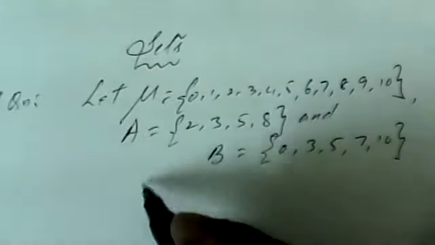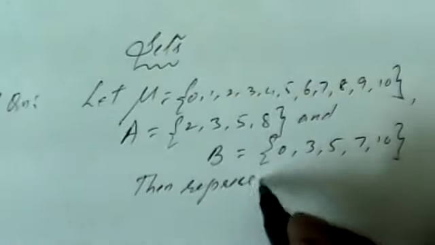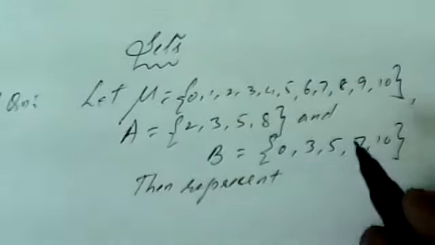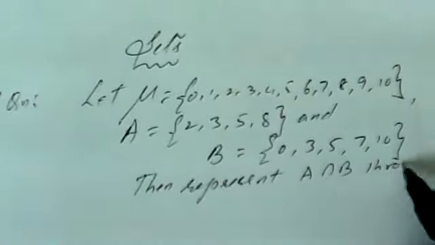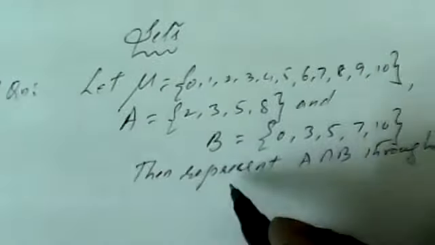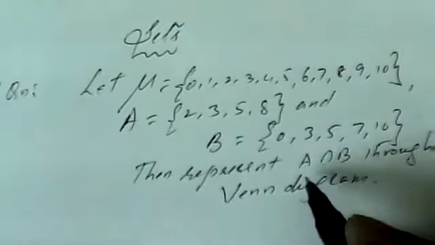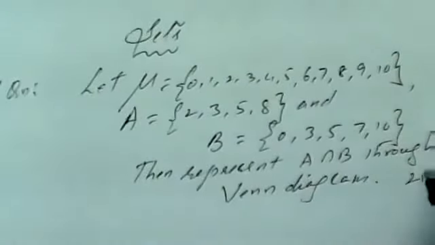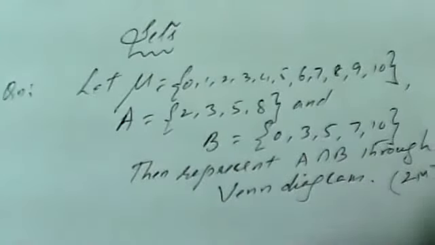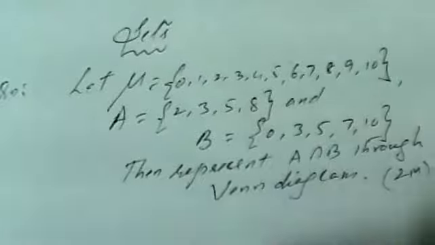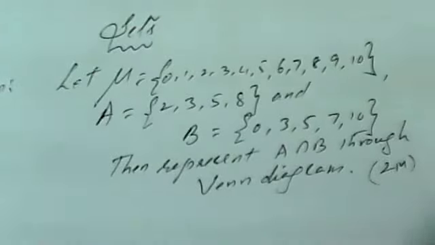Then represent A intersection B through Venn diagram. This question is asked for 2 marks. So you are given universal set, set A and set B, and you have to represent A intersection B through Venn diagram. Okay.